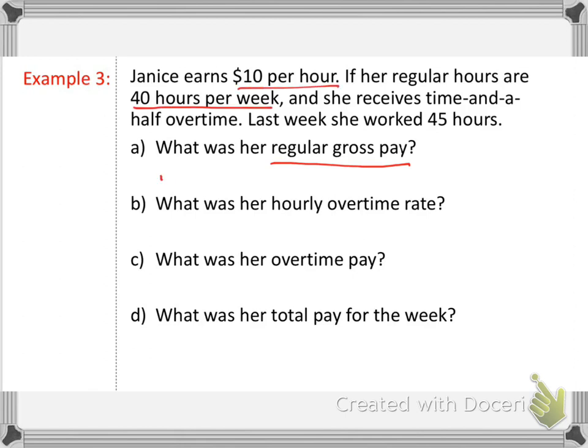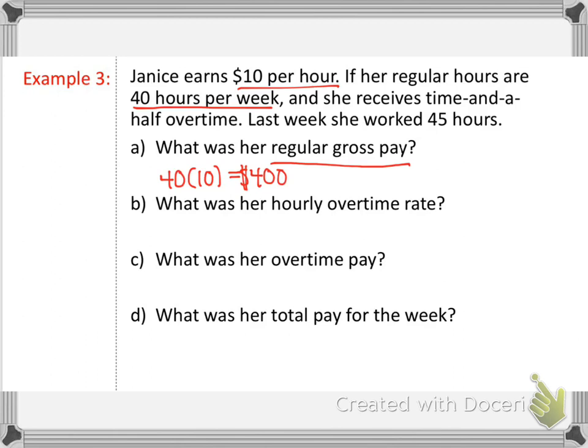So what are we going to do? We're going to take 40 and multiply it by her hourly rate. So 40 times 10 is $400. Okay, so it's $400 a week. That's her gross pay.